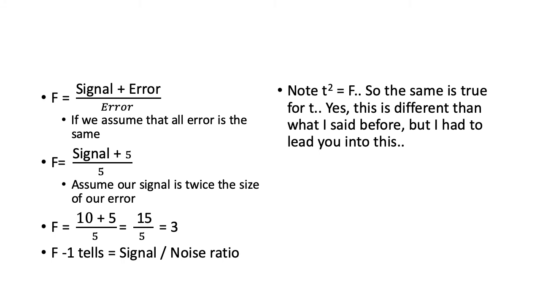And what I'm going to tell you now, you can change the amount that our signal is. You can say our signal is 4 times the size of our error, right? Well, 4 times the size of our error, 5 times 4 is 20. 20 plus 5 divided by 5, 25 divided by 5 equals 5. So what you're going to see here is F minus 1 tells you the pure signal to noise ratio, right? And I think that's really interesting. Maybe you don't see it, but look here in the previous example, 10 over 5, our signal to noise ratio is 10 over 5. Well, that would be 2, but our F is 3. This is always the case. F minus 1 tells you your signal to noise ratio.